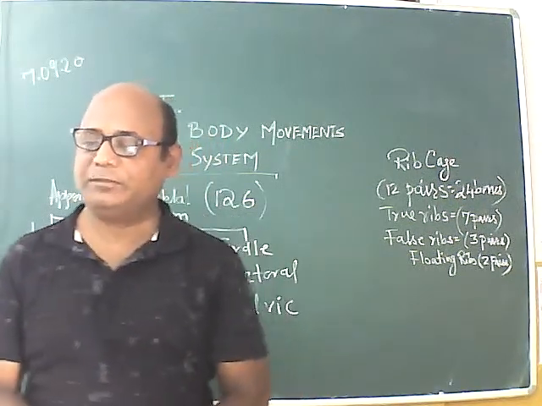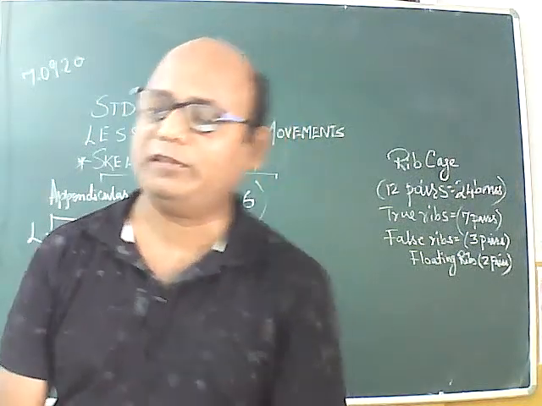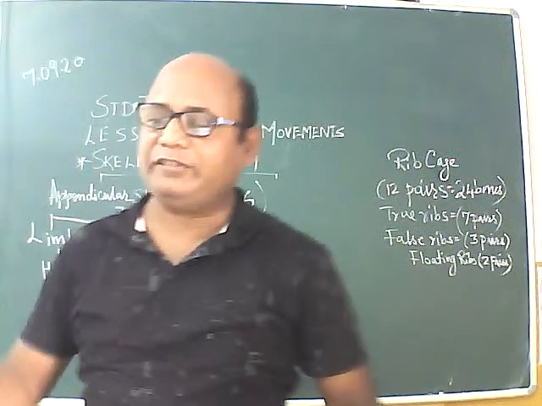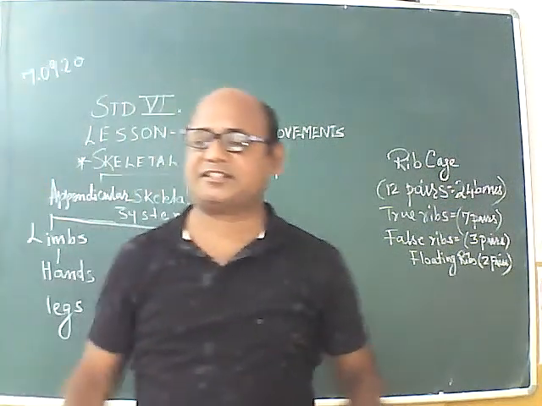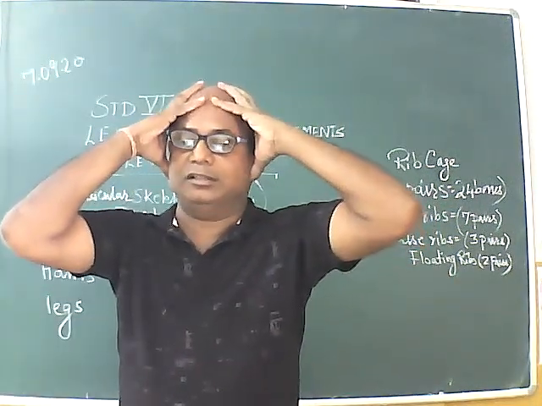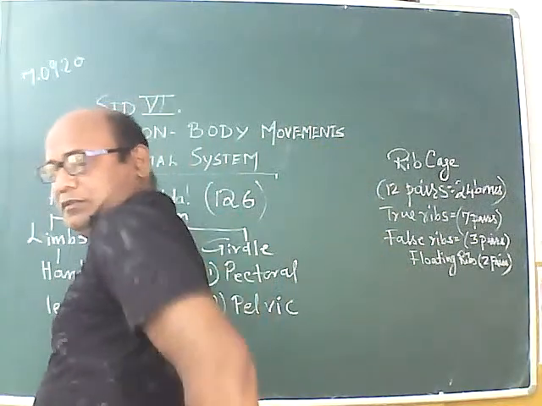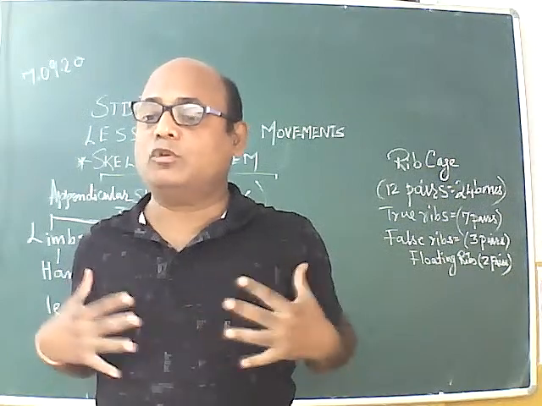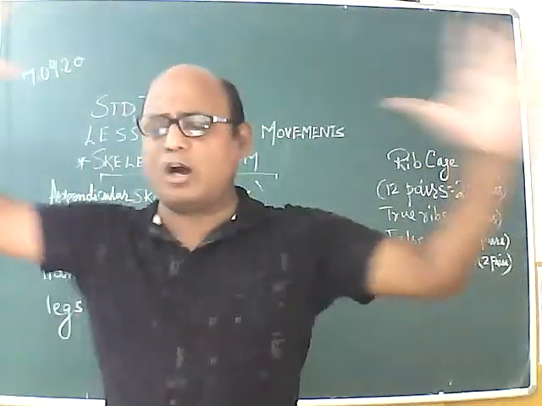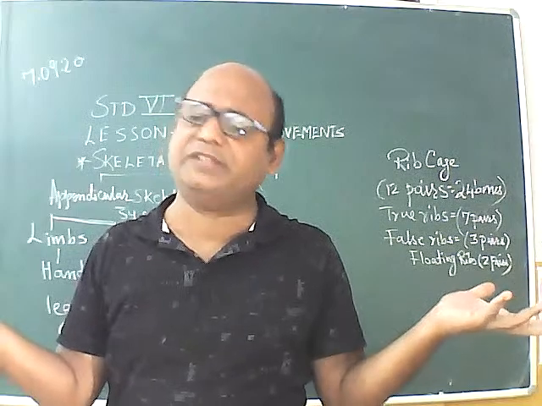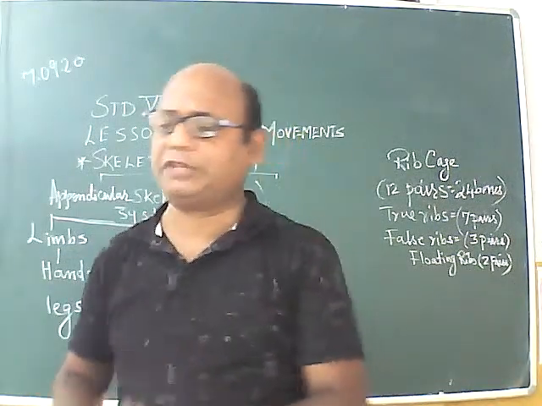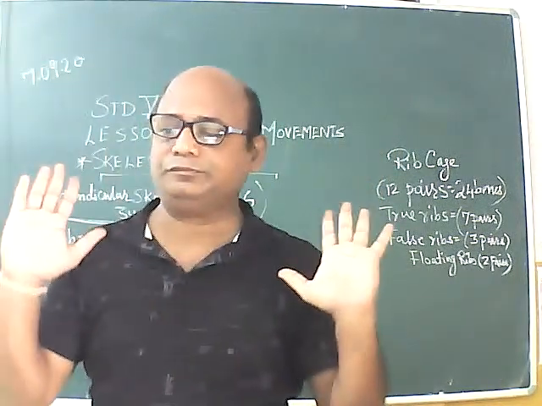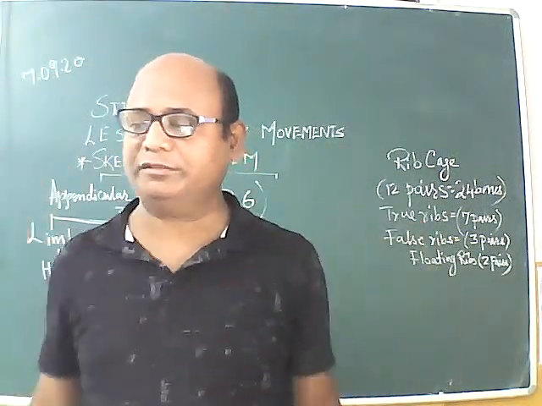Okay. So thank you very much. Tomorrow we will study about the bones in the hands and the legs. Today we studied about the axial skeletal system, that is bones in the skull, bones in the vertebral column and bones in the rib cage. So all 206 bones we can study very easily. But just remember this chart.